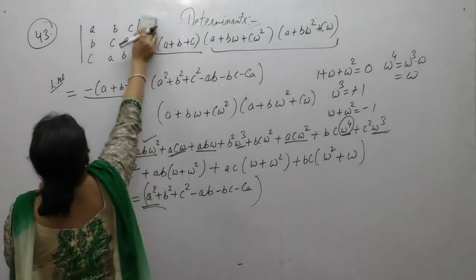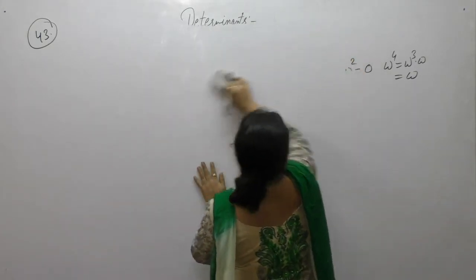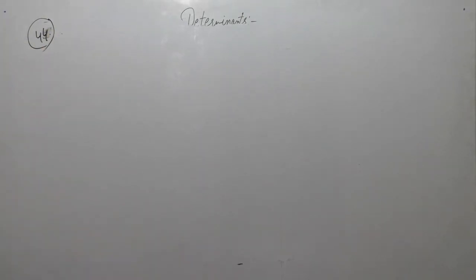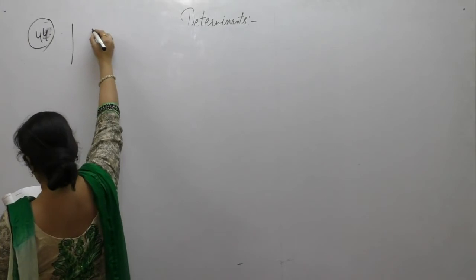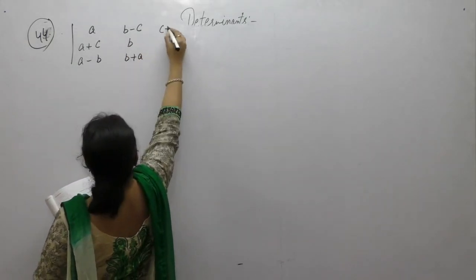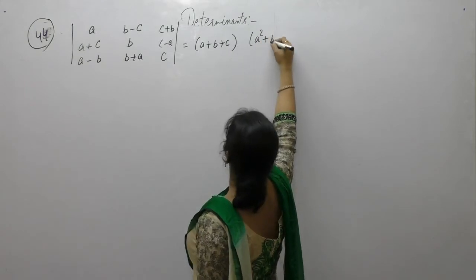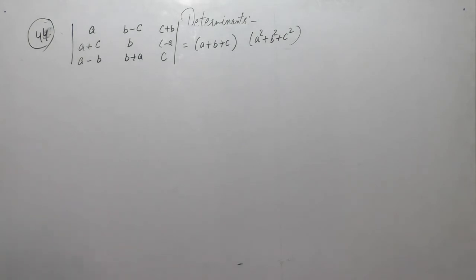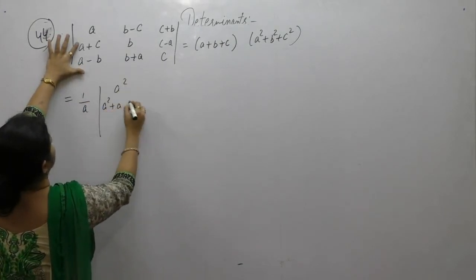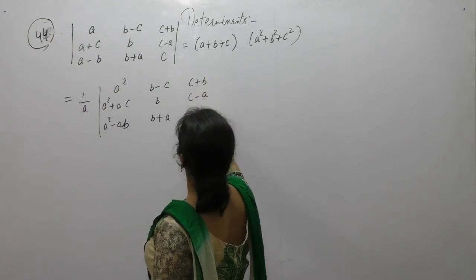Now next one, next question, question number 44. Show that determinant of A, A plus C, A minus B, B minus C, B, B plus A, C plus B, C minus A, C is equal to A plus B plus C, A square plus B square plus C square. Now first step, multiply the first column by A. So A square plus AC, A square minus AB, B minus C, B, B plus A, C plus B, C minus A, C.